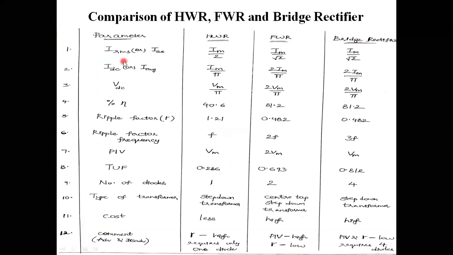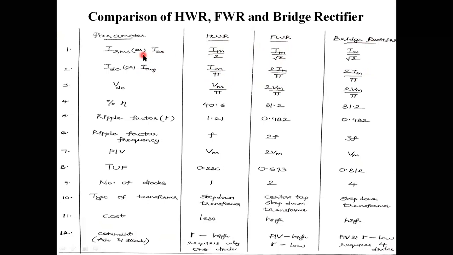And the first one is IDC or I average value. We have derived it in the derivation part, the analysis part. IDC or I average value in the half wave rectifier is Im by pi. In the full wave rectifier, it is going to be 2Im by pi. That is the conduction state. Initially, the conduction current is Im in the half wave rectifier, whereas in the full wave rectifier it is 2Im. That is Im by pi in the half wave rectifier, 2Im by pi in the full wave rectifier. In the bridge rectifier, it is 2Im by pi.